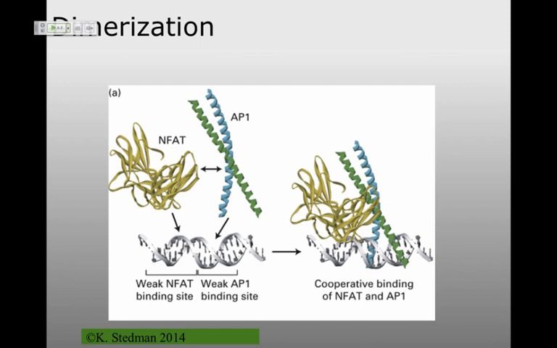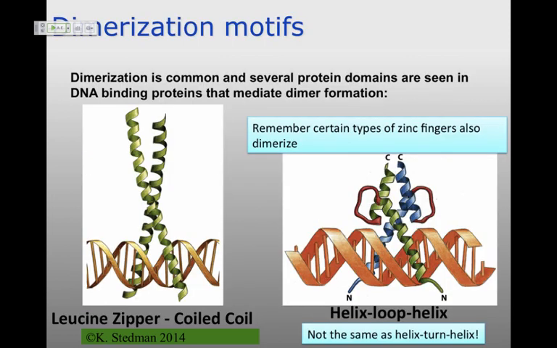This gives you what's called cooperative binding, so individually not very much, together very strong. And this is partly why people do all those yeast two-hybrid screen assays, for instance, looking for protein-protein interactions. So those protein-protein interactions are at least as important as a lot of the protein-DNA interactions. Talk a little bit about dimerization motifs already.